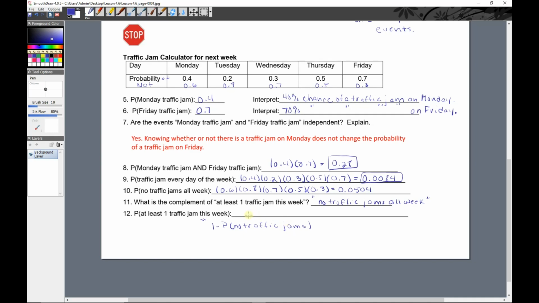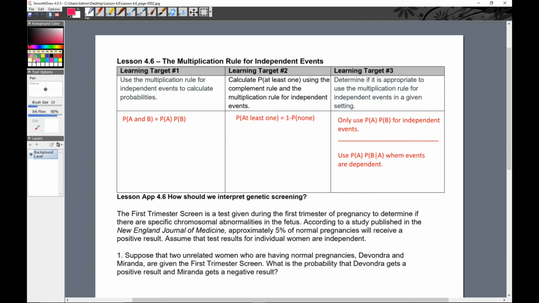So we can just do 1 minus 0.0504, just like in number 10. Oh, check that, I have that number wrong. Let me fix that. And that will be 0.9496.